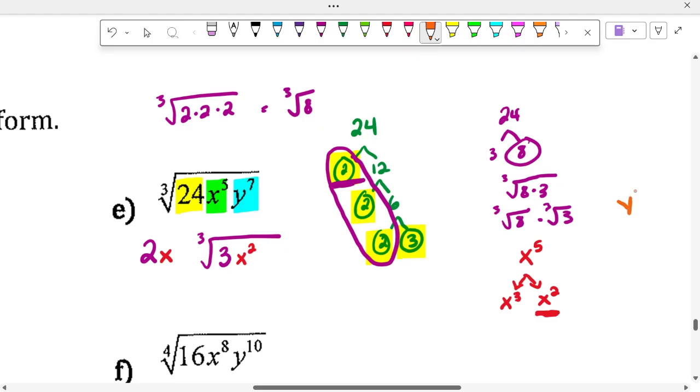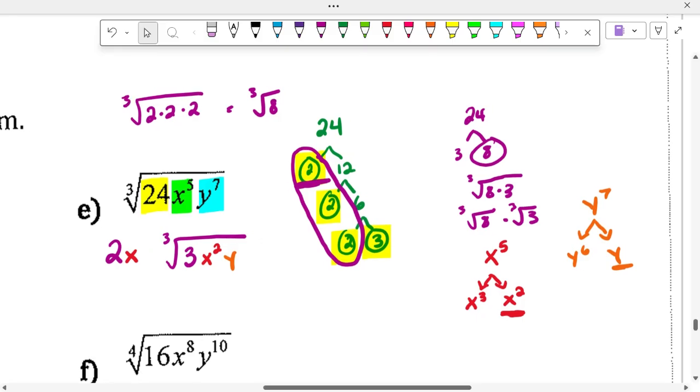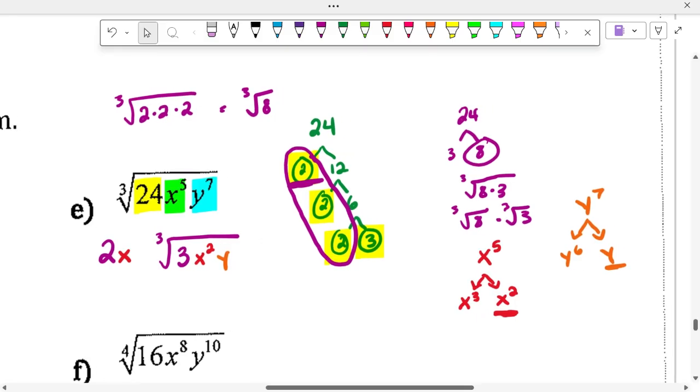Then y to the 7th. What's the nearest multiple of 3 that's lower than 7? Y to the 6th. And we have a y left over. So the y goes back under the radical. What's the cube root of y to the 6th? So remember, just divide 6 by 3. Y squared. So that's the same thing as dividing 6 by 3, so this will be y squared. And we're done.